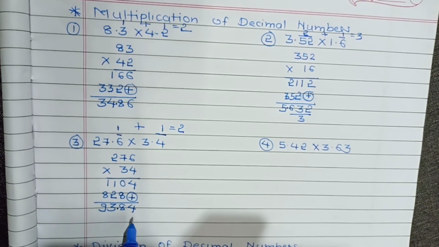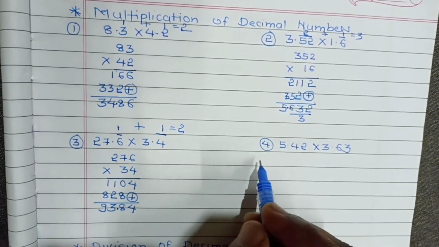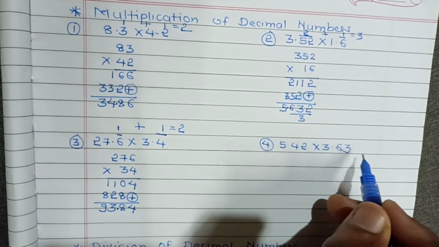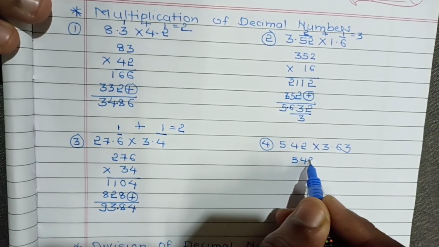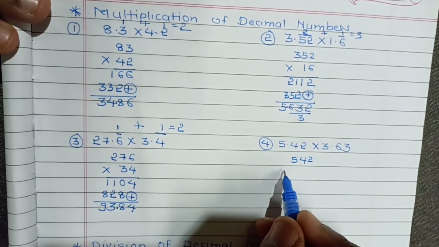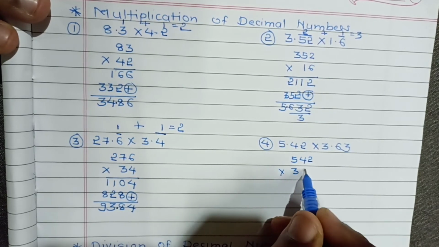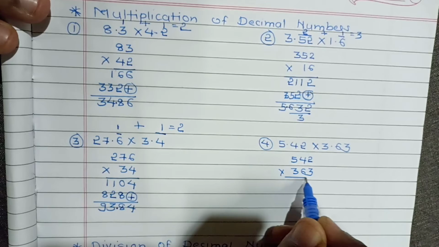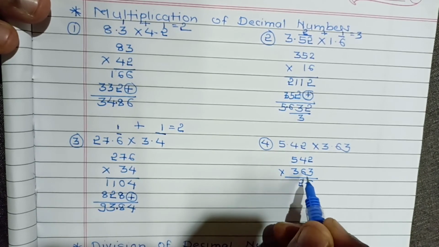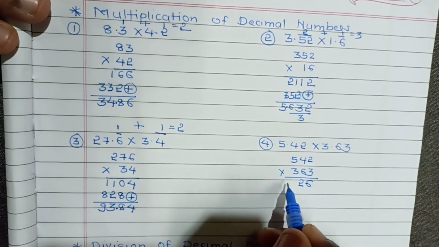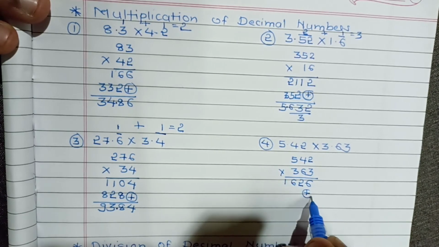So answer is 93.84. Let us solve the fourth one, that is 5.42 multiplied by 3.63. So without decimal point you have to write 542 multiplied by 363. 3 2s are 6, 3 4s are 12, 1 remains. 3 5s are 15, 15 plus 1 is 16. Plus sign you have to write.